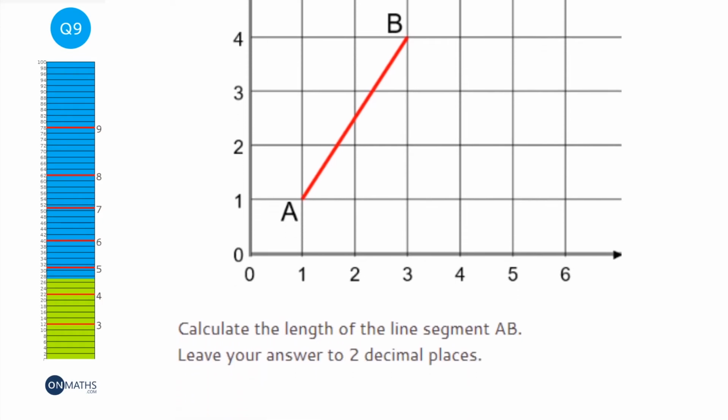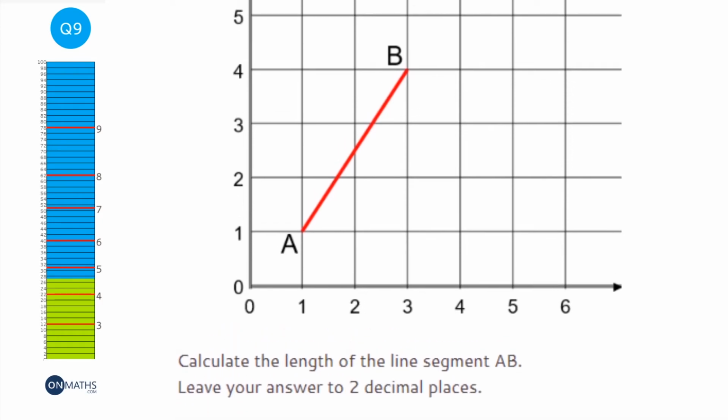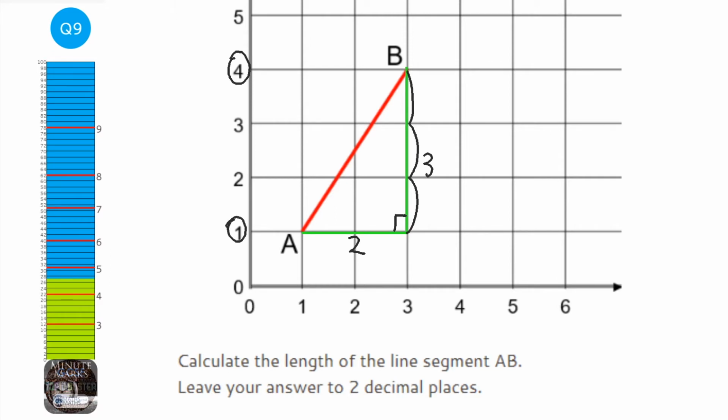Okay, so we're asked to find the length of the line AB, and the way of doing this is you work out how far across you go and how far up you go, and by doing that you create a right angled triangle. So we go 2 across here, 2 jumps across, and if you don't know that that was 2, let's just do a different method. So to get this other one, 1, 2, 3 jumps up, or you just know that it goes up to 4, down to 1, 4 take away 1 is 3. So it's a right angle triangle with sides 2 and 3, and we're looking for the third one.